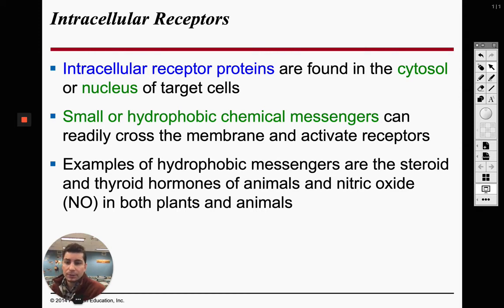We're going to go over receptor proteins now. These are going to be things that are in our cells. There's a bunch of different ones. We'll go over a few of them.